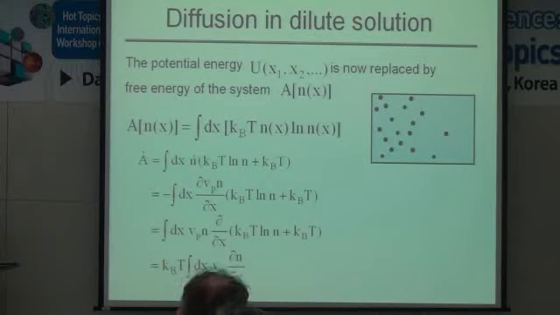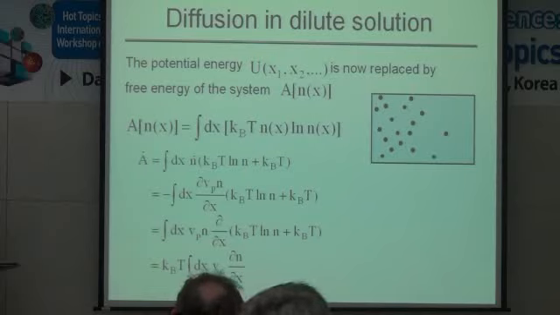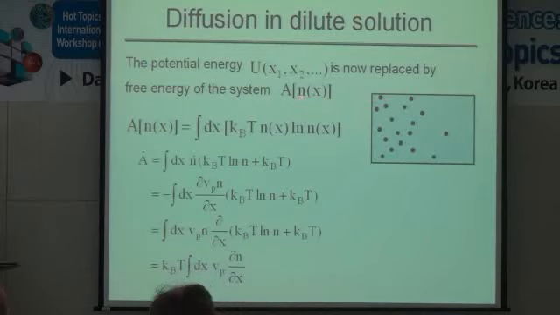So I fix the slow variables, and then we can define the free energy of that state where the slow variables are fixed at x. So A is the free energy of the system, and in the present case the non-equilibrium state is specified by the density profile n(x), and the free energy is written as a functional of n(x).